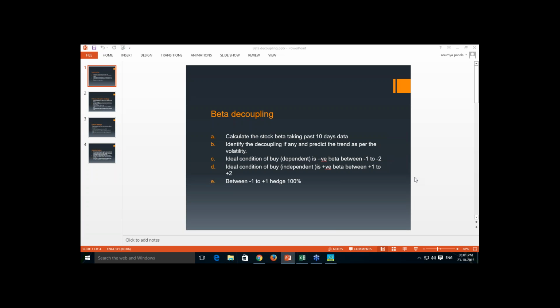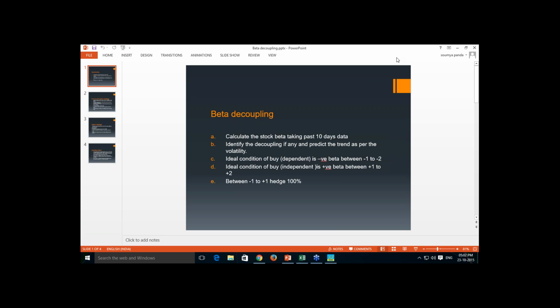And more about this beta decoupling technique, what is the maximum profit calculation, what is the hedging ratio, what is the maximum loss calculation, everything you will find in my book on futures and options. There is a chapter I have dedicated to this particular technique, and it is one of the flawless techniques which has proven for a period of 9 years, and it is my own technique. It is not documented by anyone, so it is a technique which is solely innovated and copyrighted by me only.